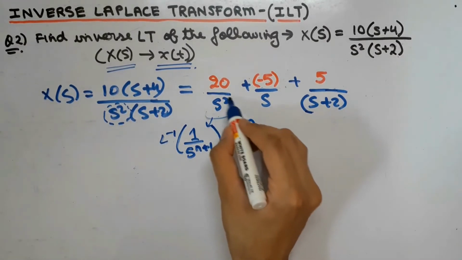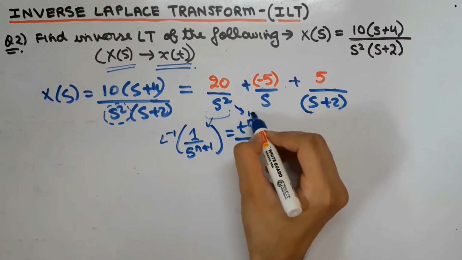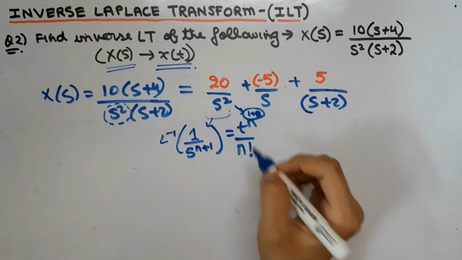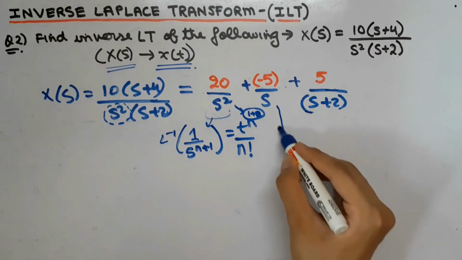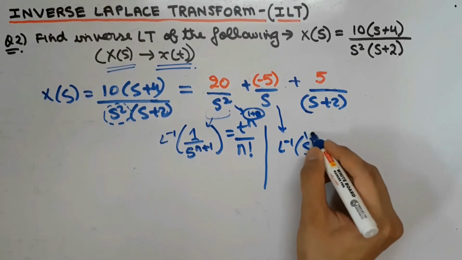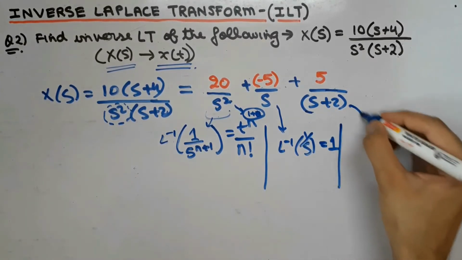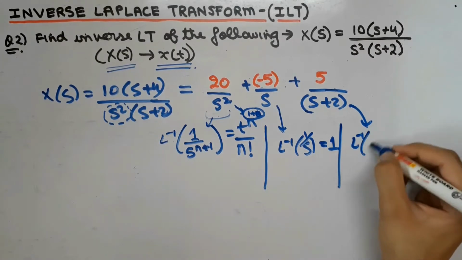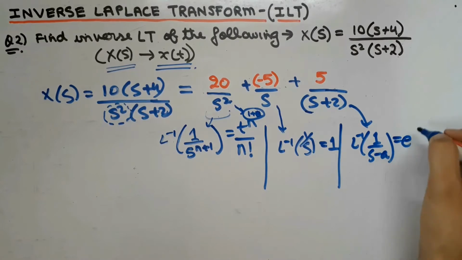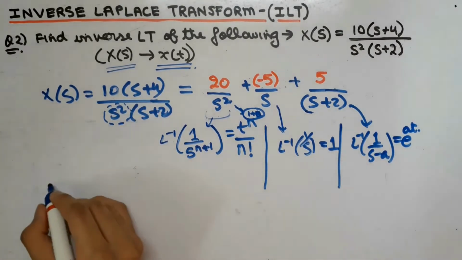So in order to convert this into the form of n plus 1, you will write this 2 as 1 plus 1. That is, your n will be 1 over here. Now similarly, for this we will apply the formula L inverse of 1 by s is equal to 1. And over here we will apply the formula L inverse of 1 upon (s minus a) is equal to e to the power at. Now we are going to apply these formulas and get the value of x(t).